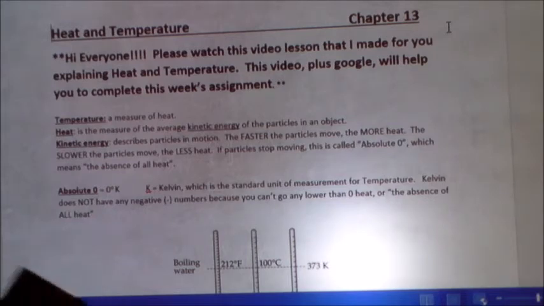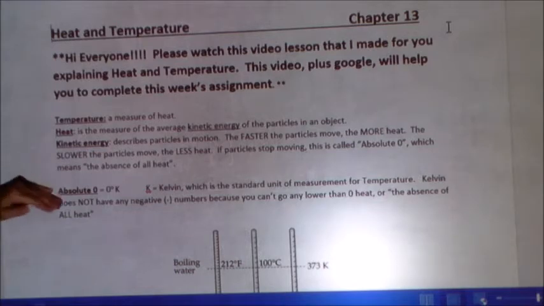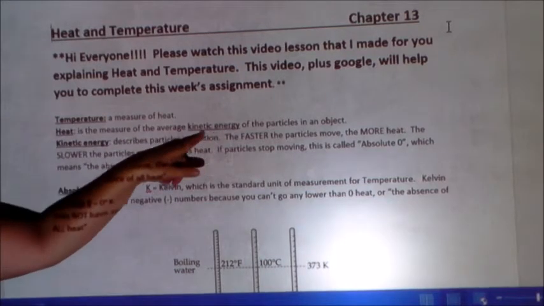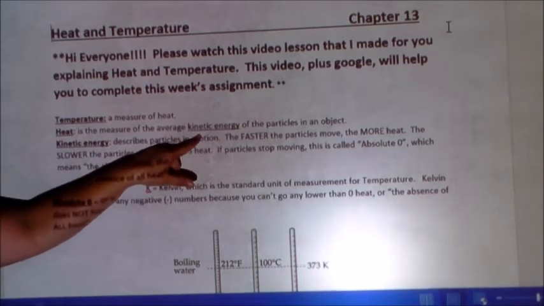All right, so we're talking about heat and temperature. Temperature is a measure of heat. There's really no such thing as cold. Cold is just a lack of heat or a little bit of heat. When you don't have any heat, that's what absolute zero is. So temperature is a measure of heat. Heat is the measure of the average kinetic energy of the particles in an object. Kinetic energy means energy in motion.